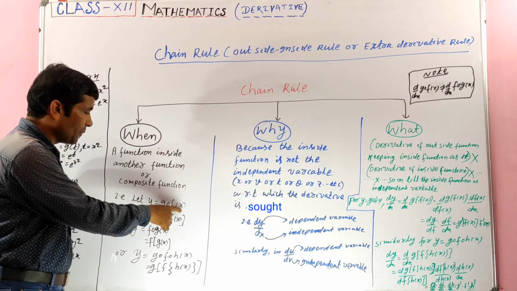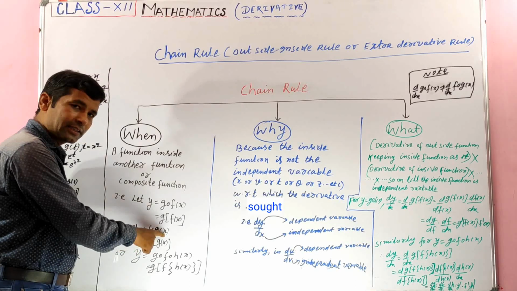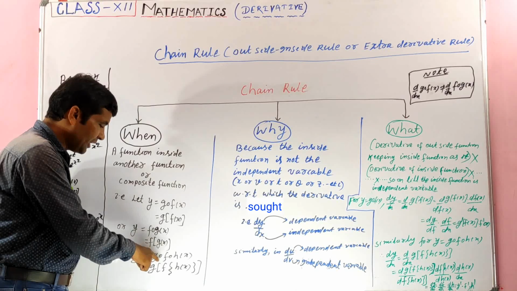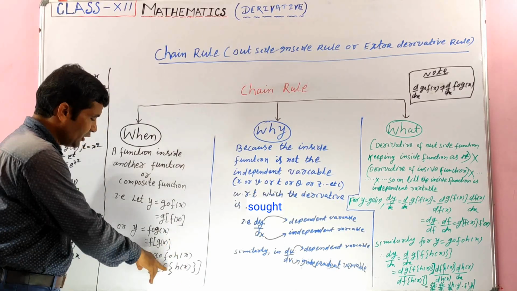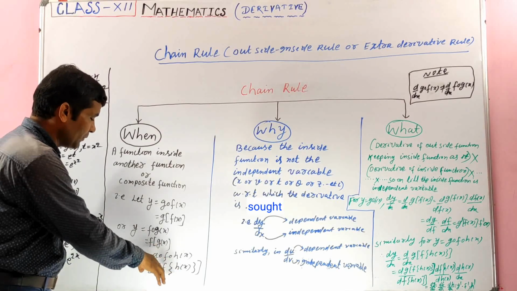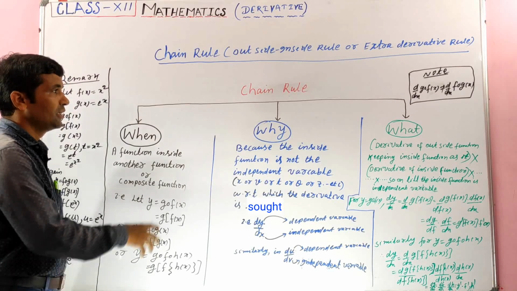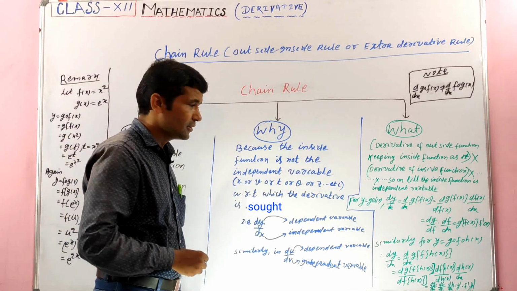Let y equal to GOF x, that means g of f of x, or y equal to FOG x, that is f of g of x, or y equal to g of f of h of x, equal to g of f of h of x in brackets. In these cases, the chain rule is applied. Why is the chain rule applied?